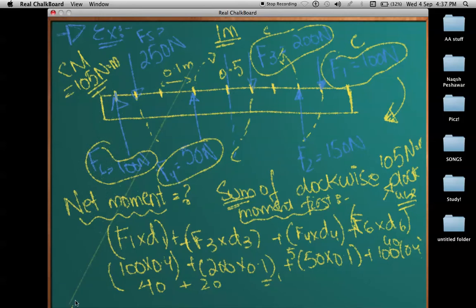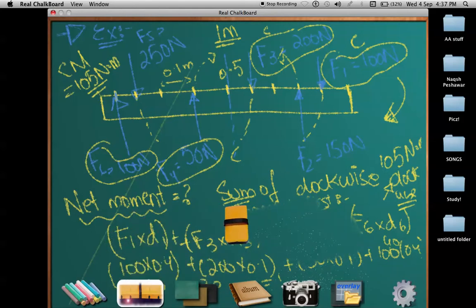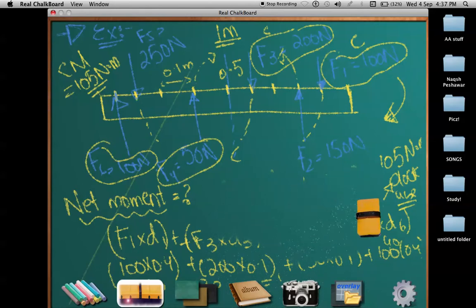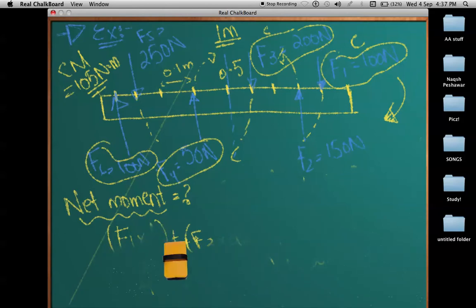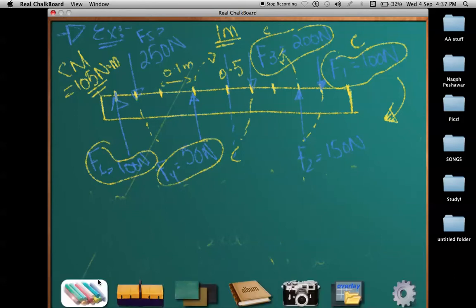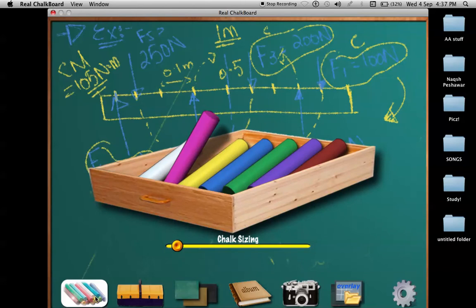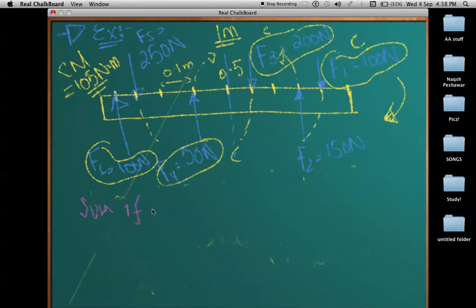Now let's find out the sum of the anti-clockwise moments. Okay, it starts to hang whenever I use this eraser. I don't want to erase the entire thing because then we won't have this seesaw here. So let's find out the sum of anti-clockwise moments.